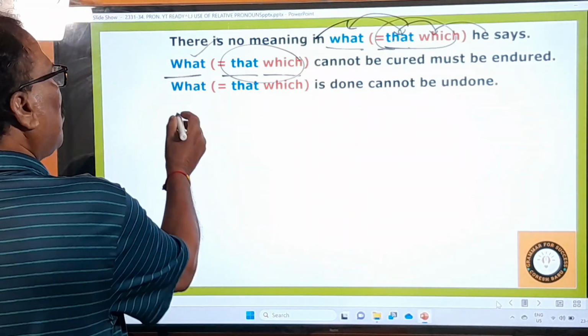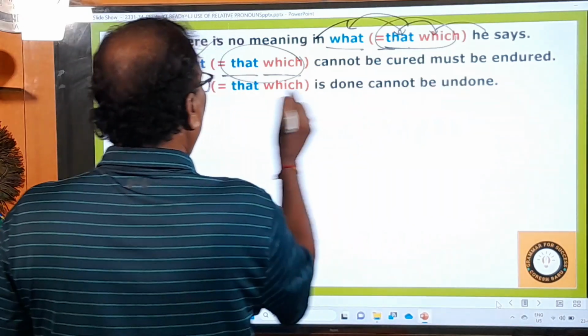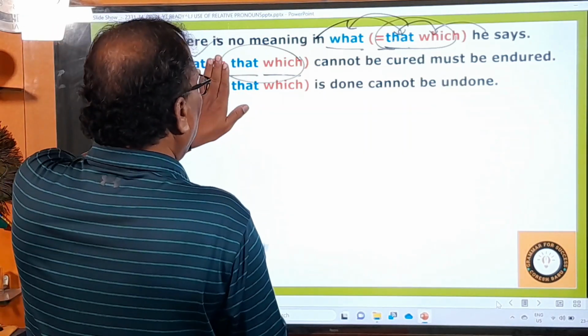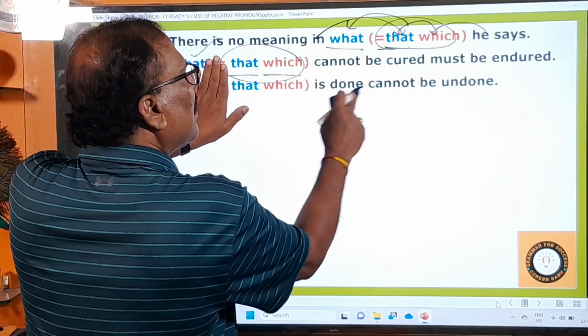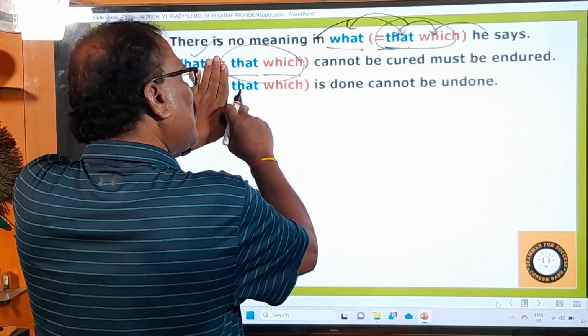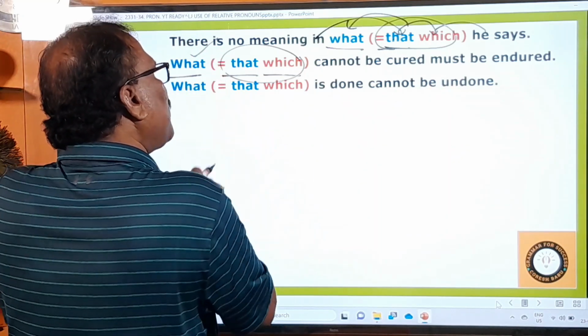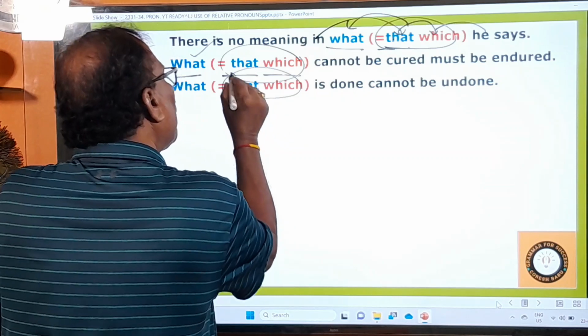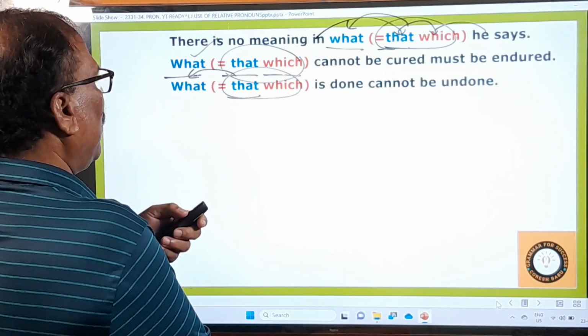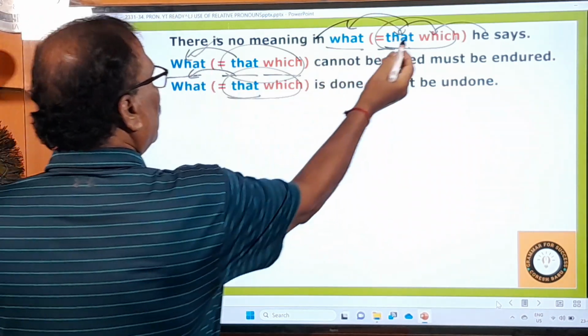That is there. What is done cannot be undone. Actually, the sentence can be like this: that which is done cannot be undone. So instead of saying "that which", these two things, we are using "what". Okay, instead of this, like this.